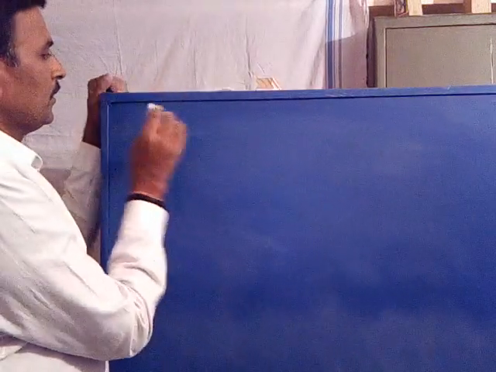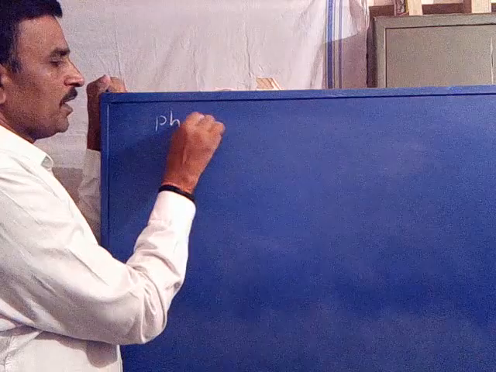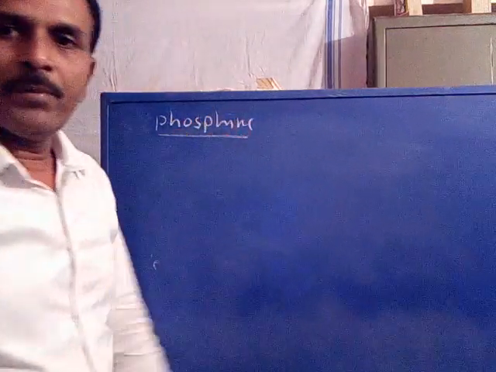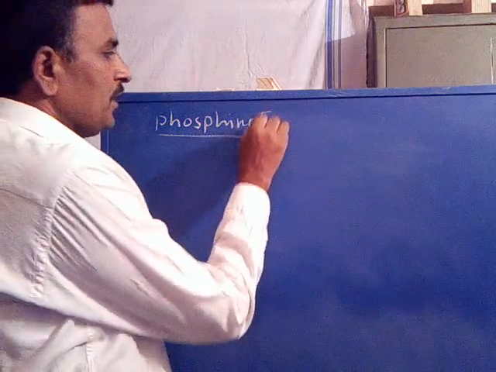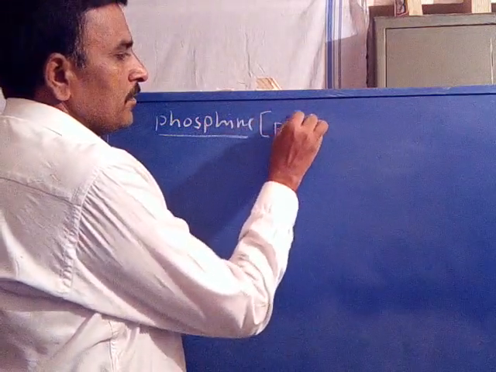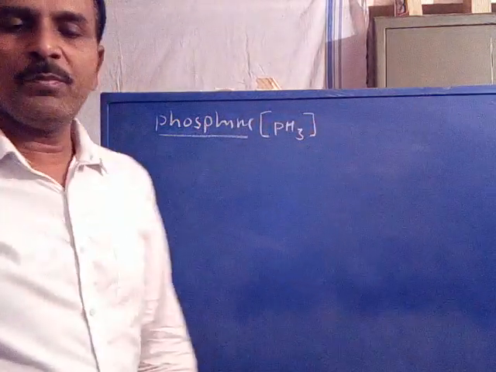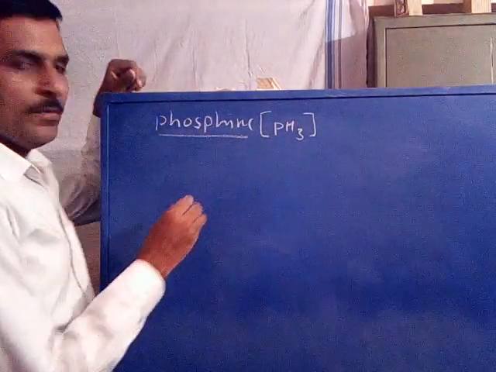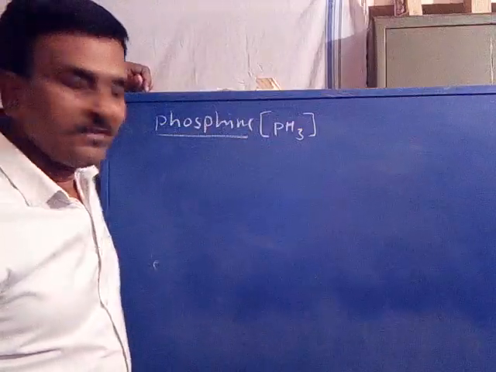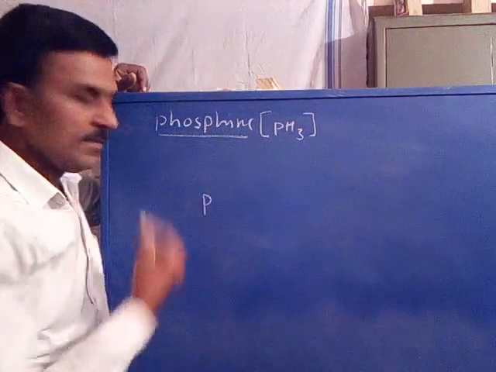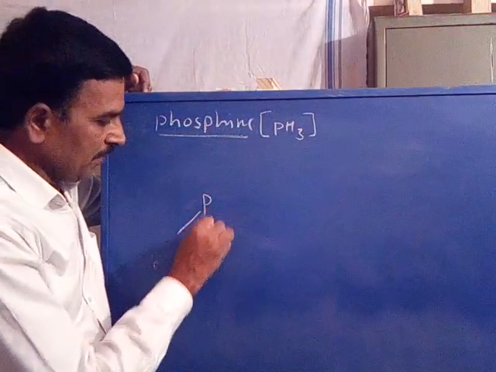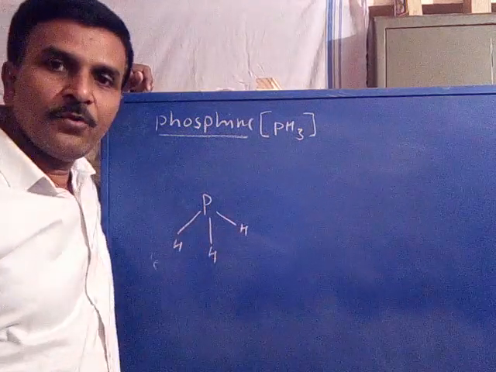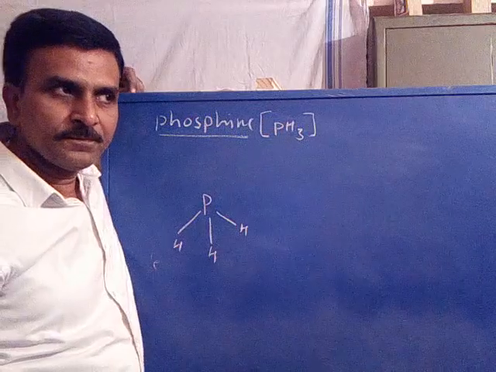Now we'll go for another example. Now, phosphine, a simple phosphine. Its formula is PH3. Now, it has a distorted pyramidal structure. This is phosphorus, 3 hydrogens attached. Are you following?